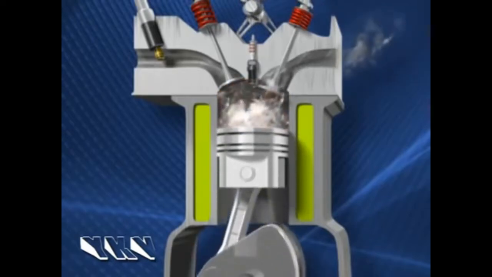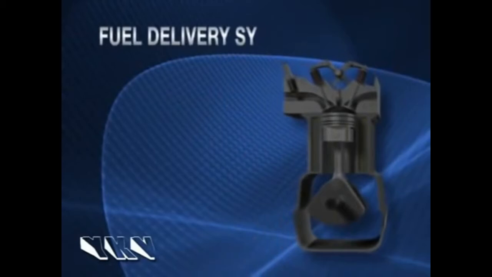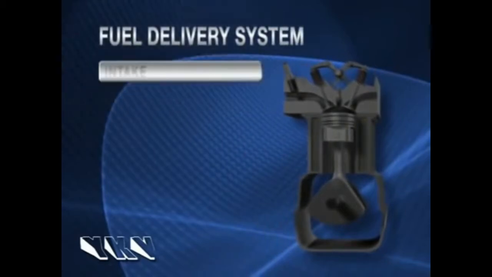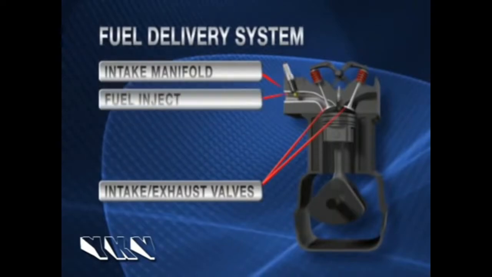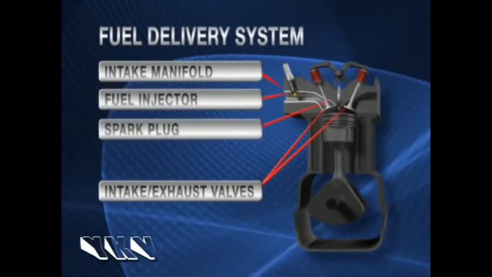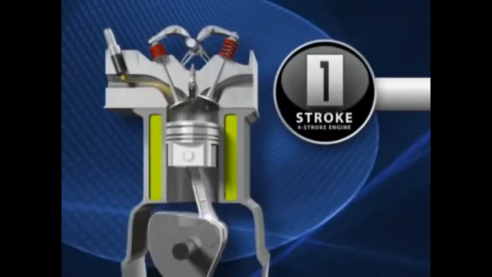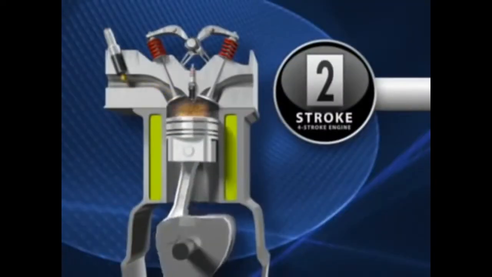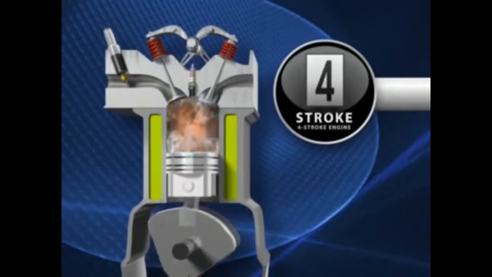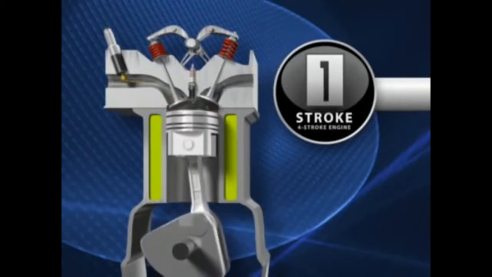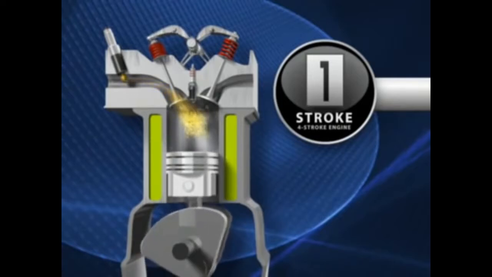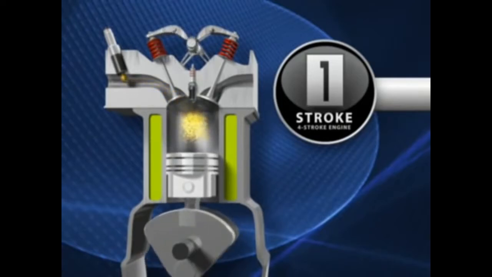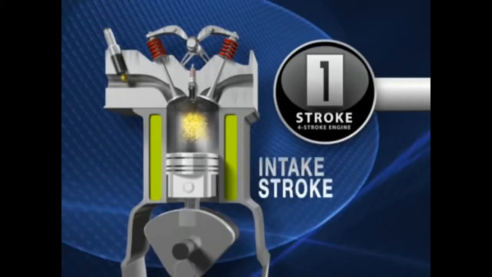This creates expansion inside the cylinder. The fuel delivery system consists of an air intake manifold, valves, intake and exhaust, a fuel injector, and a spark plug. A four-stroke engine is called a four-stroke because 4 up and down motions are needed to complete the cycle. In the first stroke, the piston travels downward as the intake valve opens and a mixture of air from the atmosphere and a metered amount of gas from the electronic fuel injector enter the cylinder. This is called the intake stroke.